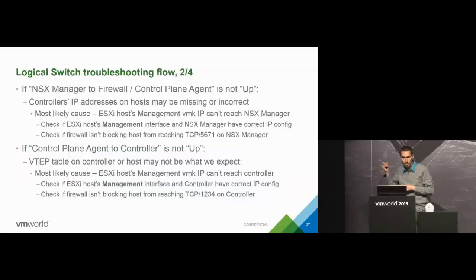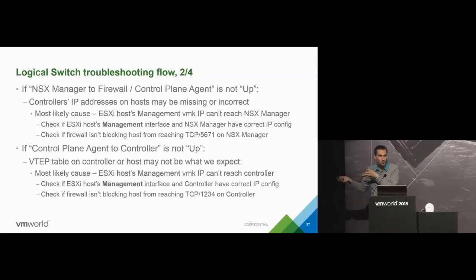If you see that your NSX Manager firewall or control plane agent is not up, then most likely either a firewall is blocking TCP 5671, or there's an IP misconfiguration. And same thing with the other one. It's either TCP 1234 between the host and controller, or potentially a misconfiguration.